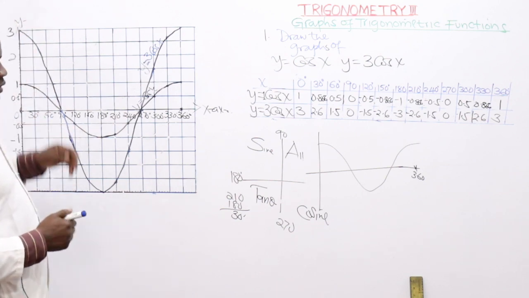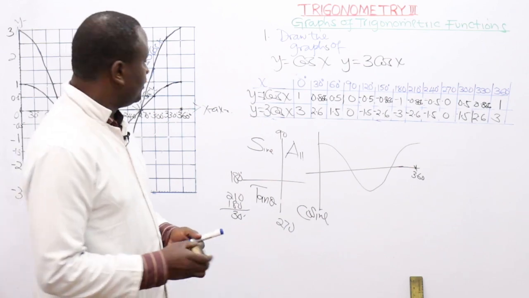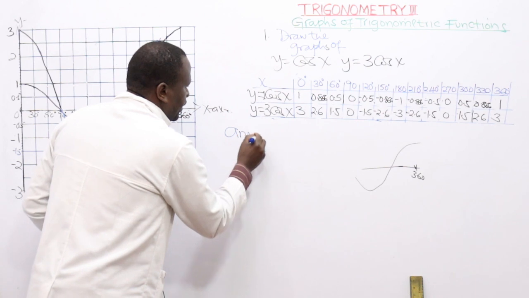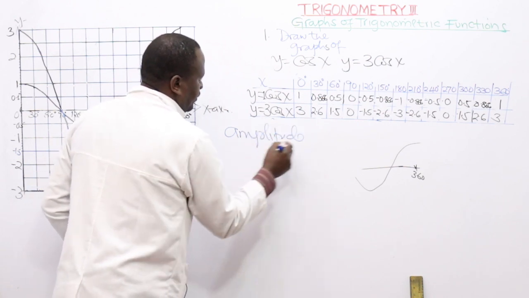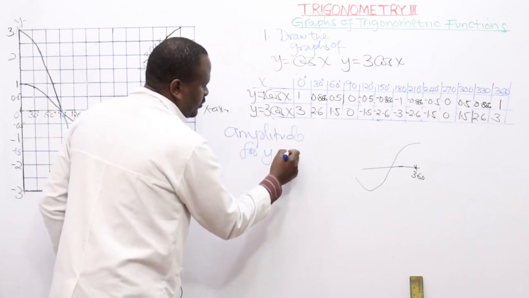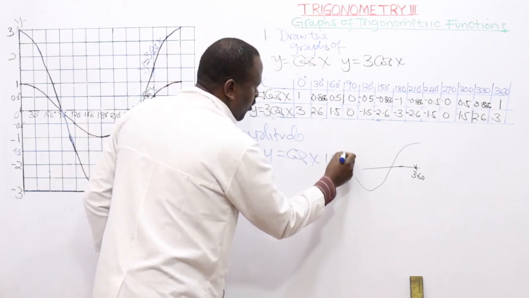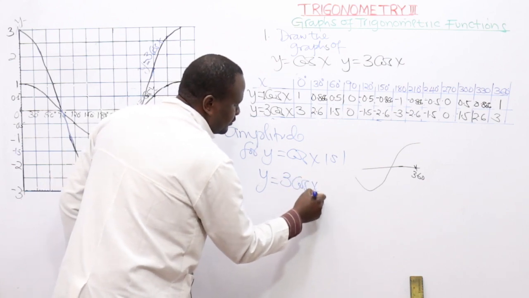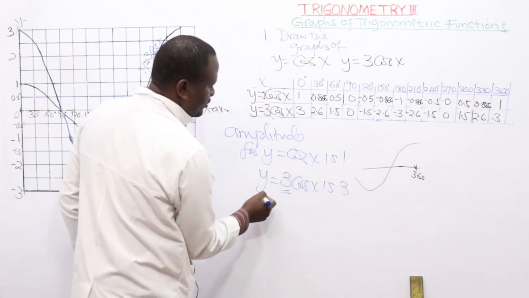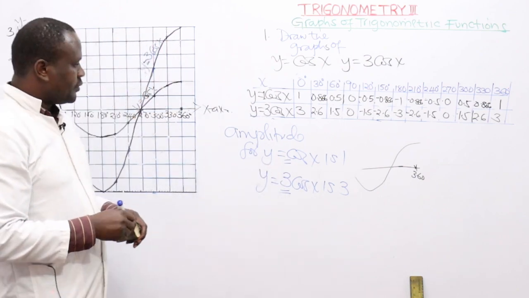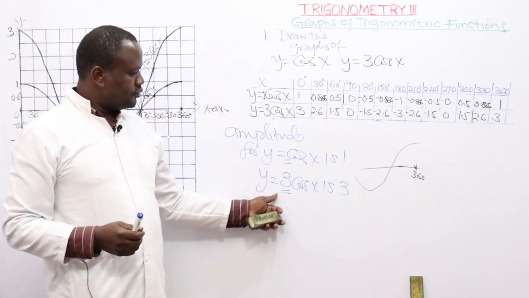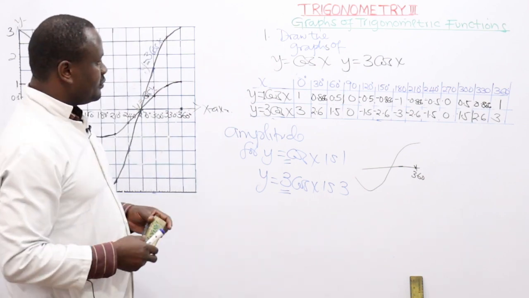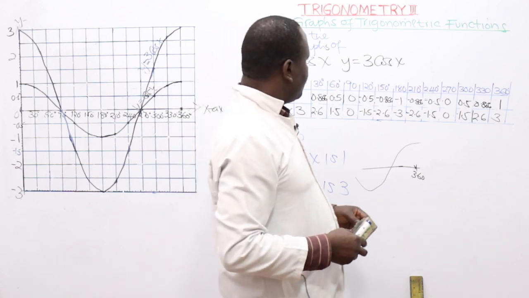Now the highest value is 3. So the amplitude for y is equals to cos x is 1. For y is equals to 3 cos x is 3. So you should see the amplitude is the value there. If it is negative, you should ignore the negative sign and make it positive. So let's go to another level.